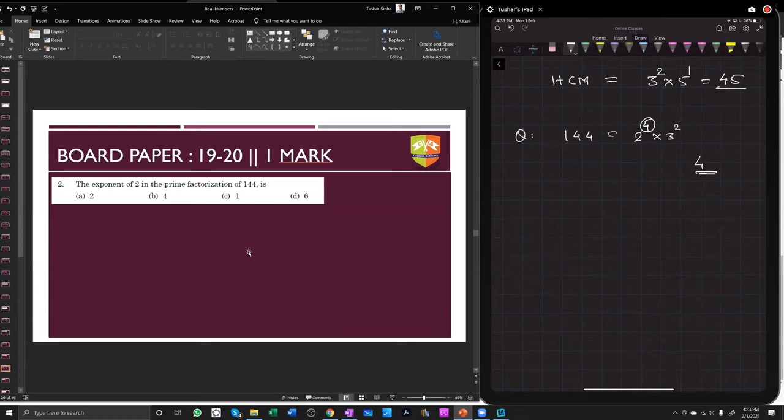B. Okay. Next. This kind of a question: prove that root 2 plus root 5 is irrational. But it's not said that root 2 and root 5 are irrational. What will you do? Will you go and prove root 2 and root 5 independently?